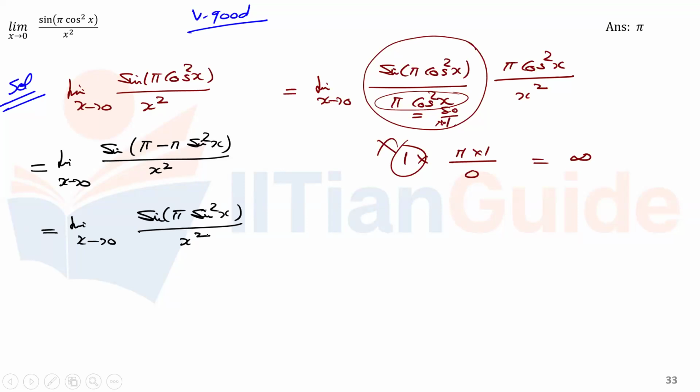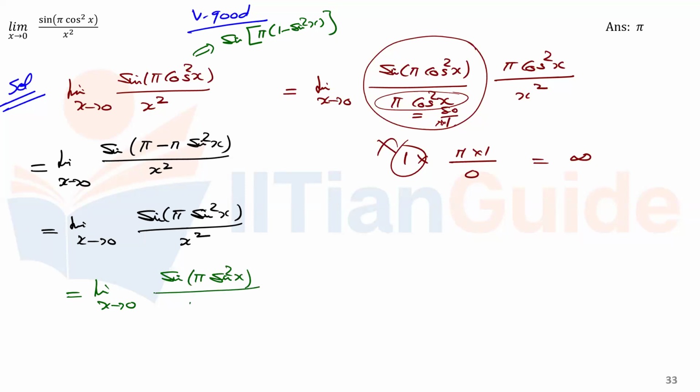Now we can proceed. Here I have pi, and I have written cos square x as 1 minus sin square x. Okay, sir. Got it. Written like this. Now I am going to convert it into sin theta by theta form. Limit x tending to 0 of sin of pi sin square x, and here I need to divide with pi sin square x. I need to divide it.